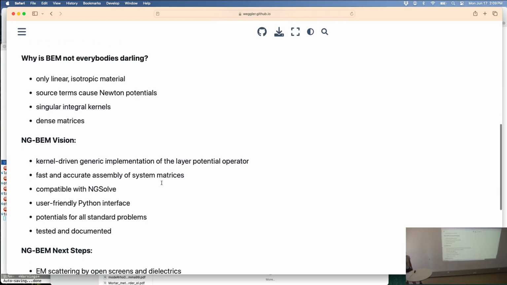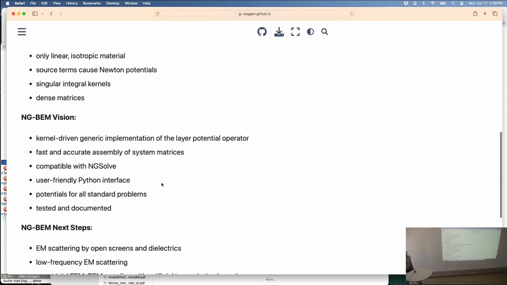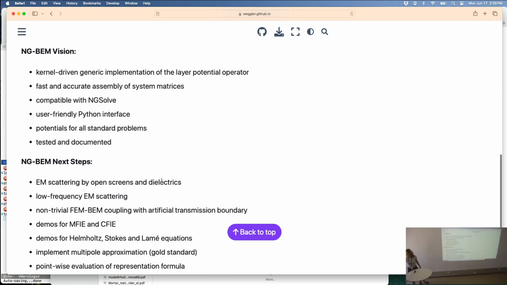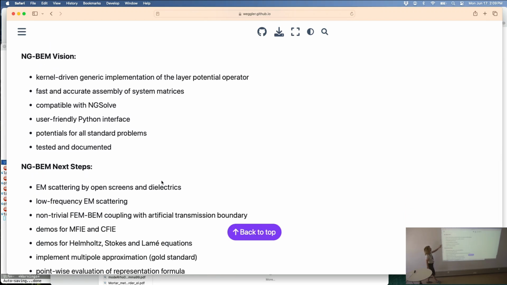Now, when I came to Vienna and met Joachim, and we decided to work together on BEM, we had a vision, and I just want to tell you our vision. We want to implement a kernel-driven generic implementation of layer potential operators. So a generic point of view that will access all the problems that you had on the first list: Helmholtz, Laplace, Maxwell, everything.